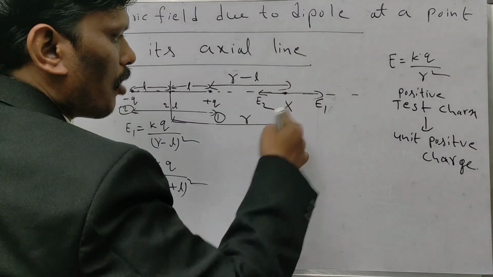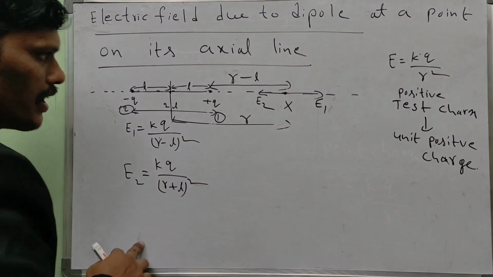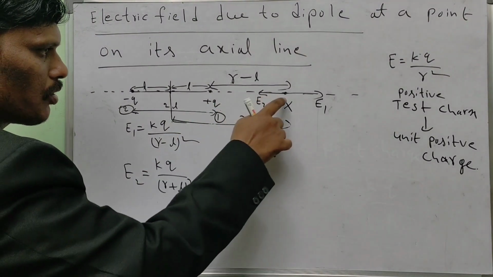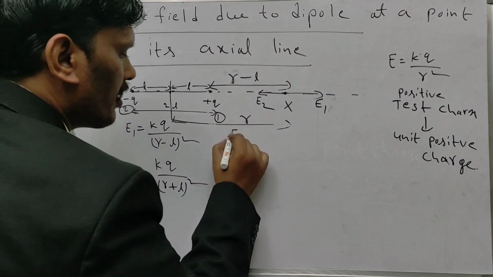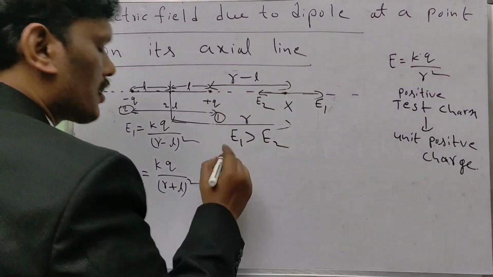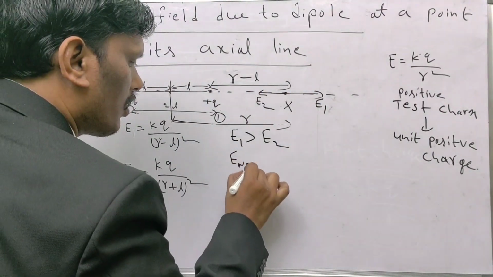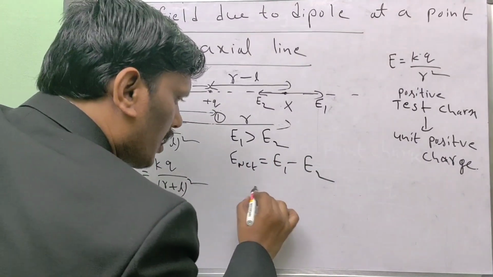E1 and E2 are both opposite, and their magnitudes are E1 and E2. Which one is greater? Here the plus charge is near to the point. That's why the E1 field dominates, that is, E1 is greater than E2. Then both are in opposite direction. Then what is the net field? E1 minus E2. So I need to calculate E1 minus E2 now.